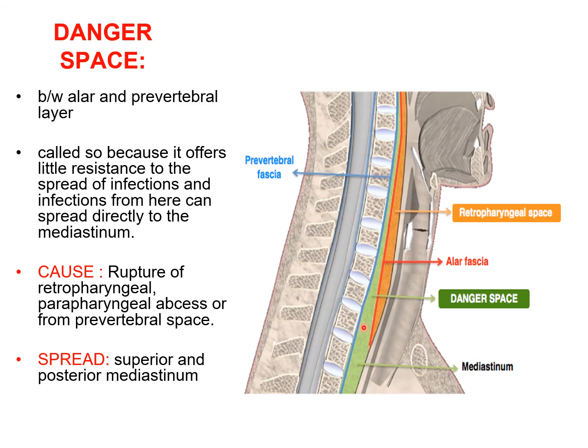Okay. So how can an infection come into the danger space? Any rupture of a retropharyngeal abscess or a parapharyngeal abscess, or from behind the prevertebral space, can come into the danger space, and from here the infection may spread into the superior and then into the posterior mediastinum easily. So this space is known as the danger space.